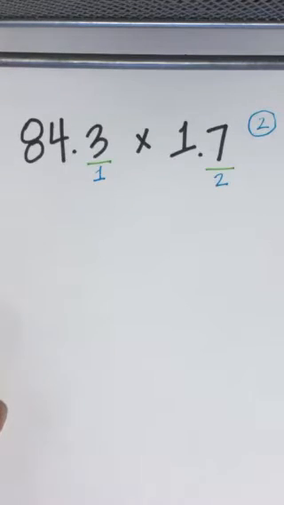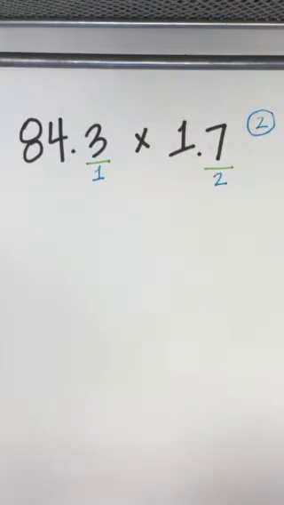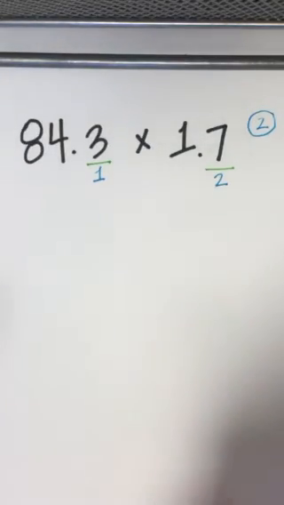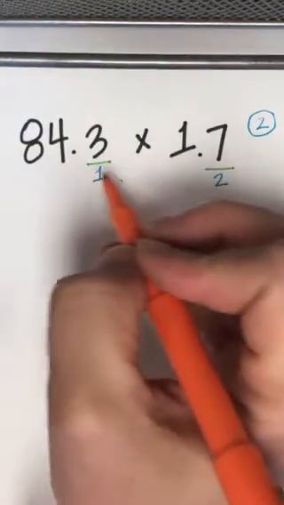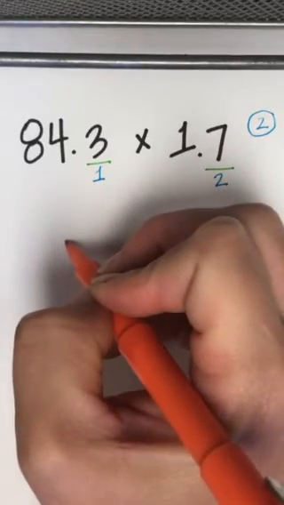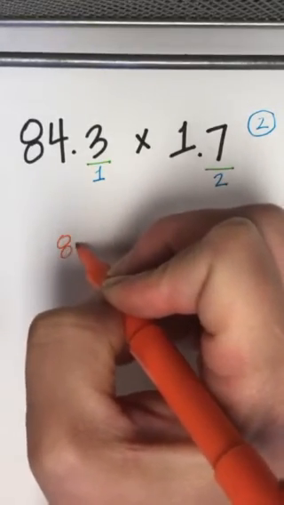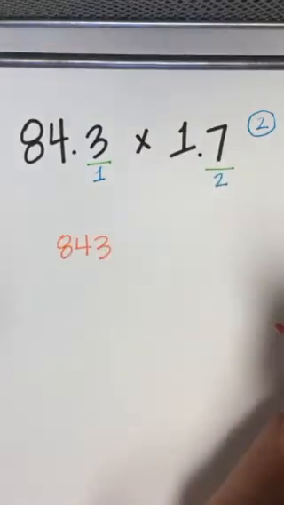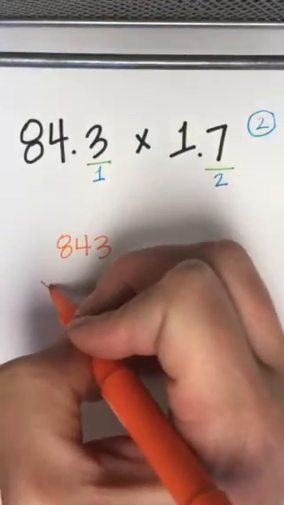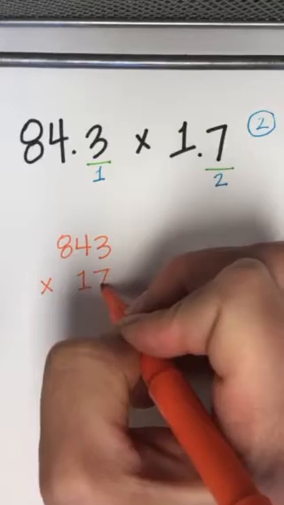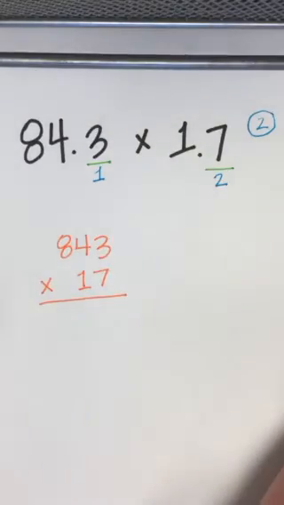and ready to come up with my final answer. To actually multiply it out in step 3, I'm going to rewrite this problem without any decimals. So I'm going to write these numbers as whole numbers. So 84 3/10 is going to turn into 843, and 1 7/10 is going to turn into 17. And then, just like I said a minute ago, now you can use whatever strategy you're comfortable with to multiply these whole numbers.